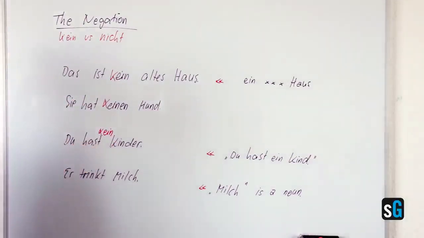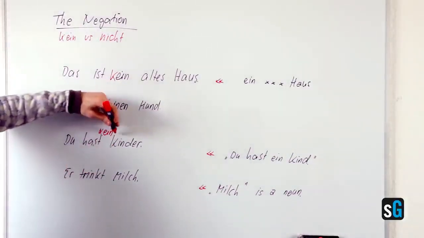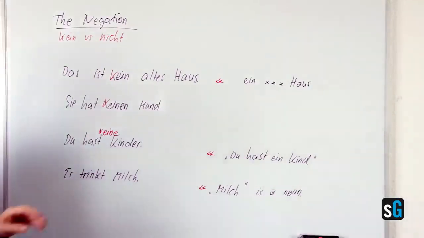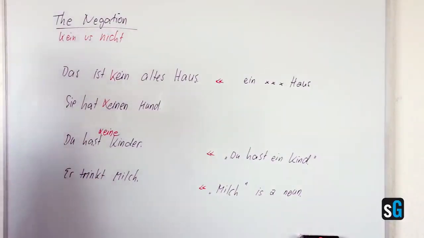As Kinder is plural, and plural has the article die for now, it's keine Kinder. That's a bit special. The last example, er trinkt Milch, he drinks milk. Again, the same problem, and the problem is I cannot go back to the singular, as milk is singular as well. It's one milk.